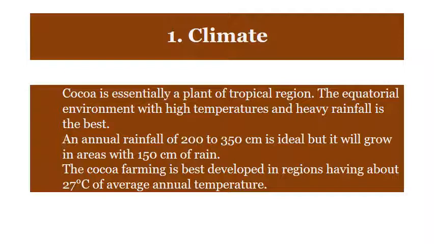The trees grow best at altitudes of 30 to 300 meters above sea level in areas where the temperature ranges between 20 degrees Celsius and 28 degrees Celsius. Ideally, the annual rainfall should range between 150 centimeters and 200 centimeters. It should be evenly distributed throughout the year.